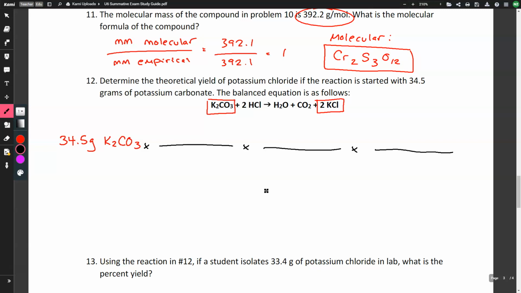I'm also going to need to learn how to draw straight lines. Okay, so we need the molar mass of potassium carbonate. That is 138.21 grams. Okay, that's how many grams are in 1 mole.